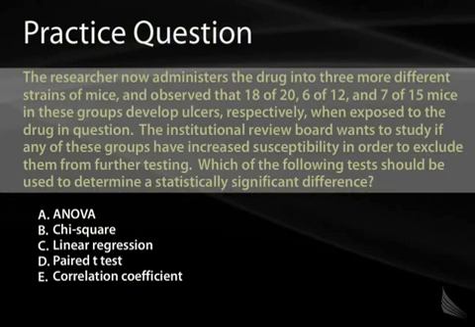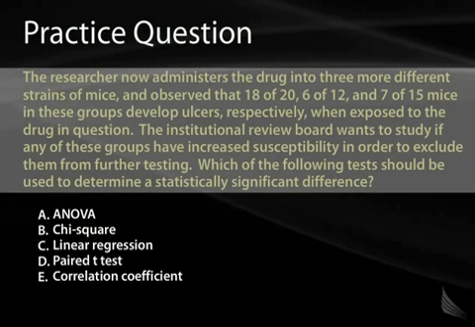Practice question. A researcher now administers a drug to 3 more different strains of mice and observed that 18 of 20, 6 of 12, and 7 of 15 mice in these groups developed ulcers respectively when exposed to the drug in question. The Institutional Review Board wants to study if any of these groups have increased susceptibility in order to exclude them from further testing. Which of the following tests should be used to determine a statistically significant difference? ANOVA, chi-square, linear regression, t-test, or correlation coefficient?